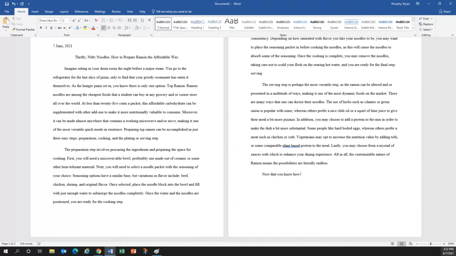Now that you know how to make ramen properly, you can ensure that you never have another hungry night in your dorm room. All you need is 50 cents and a working microwave, and you too can become a master chef of these wonderful noodles.